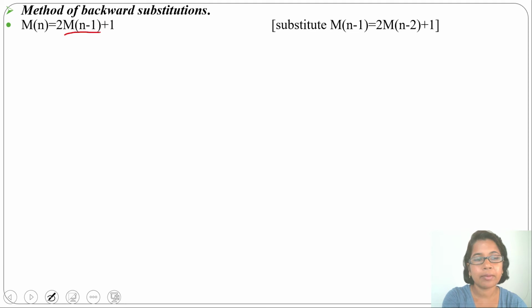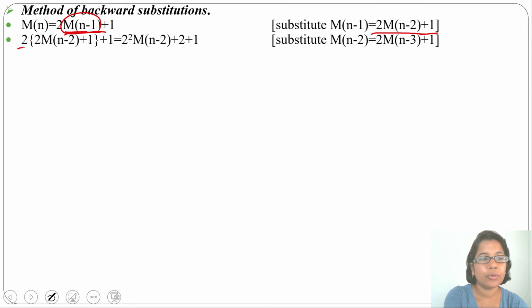So in place of this M of n minus 1, we can write 2M of n minus 2 plus 1. So in place of this, we'll just substitute 2M of n minus 2 plus 1. Now before, 1, 2 was there. So 2 multiplication 2 will be 2 square. Then M of n minus 2, next 2 multiplication 1 will be 2, and before 1, 1 was there.